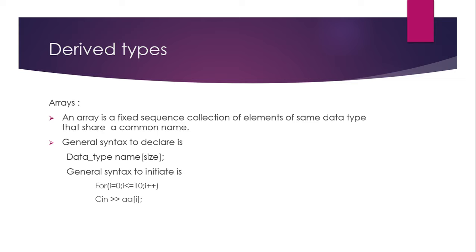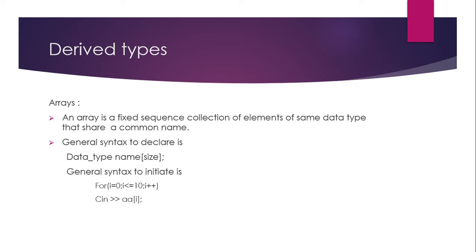Derived data types. What are derived data types? They are derived from one type to another type. An array is the best example of derived data types. What is an array? Array means we are using the same type of data. We are going to define the same type of data, and the range will be fixed.